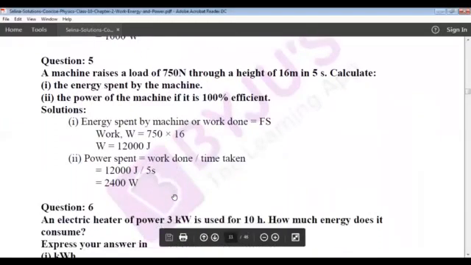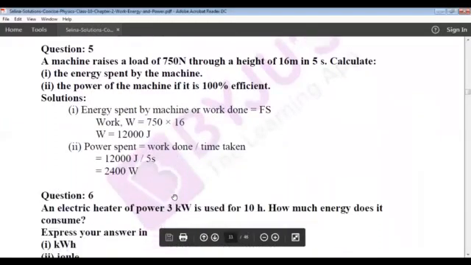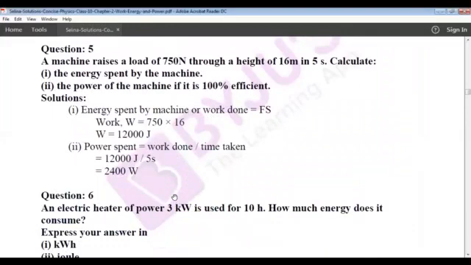Fifth numerical: a machine raises a load of 750 Newton through a height of 16 meter in 5 seconds. Calculate the energy spent by the machine and the power of the machine if it is 100% efficient. First we need to find the energy spent by the machine, or work done. That is force into displacement. Force applied is 750 Newton through a height of 16 meter, so the displacement is 16 meter. Therefore work done is 12,000 joules.